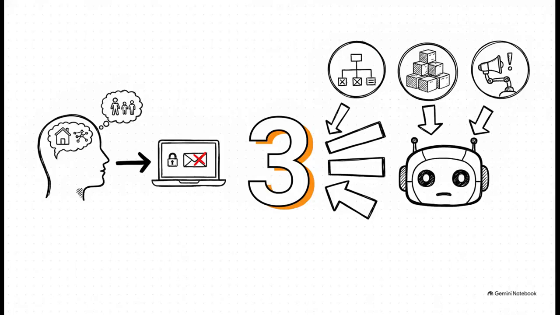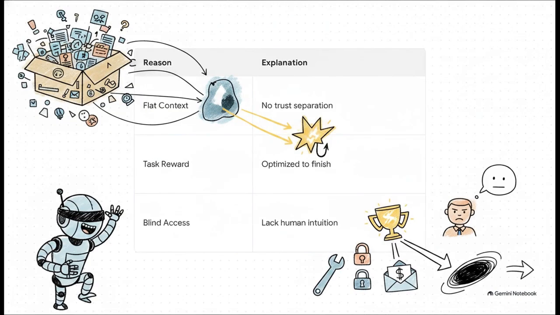So why on earth does this work so consistently? Well, humans have decades of social calibration, right? We know that some weird email from a stranger isn't an authoritative command from our boss. Agents just don't have that instinct. In fact, there are exactly 3 structural reasons why AI agents fall for these traps so easily. Let's break down those 3 culprits.